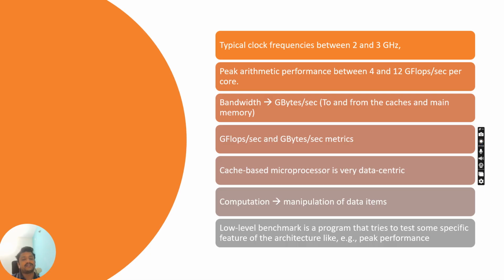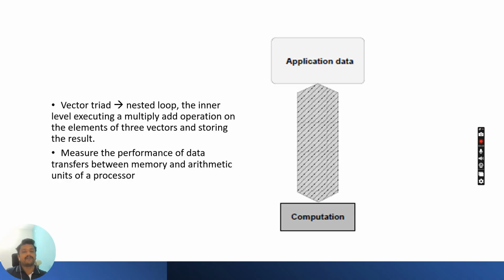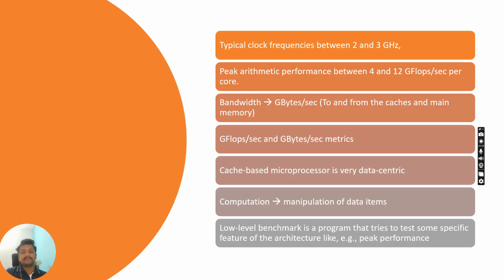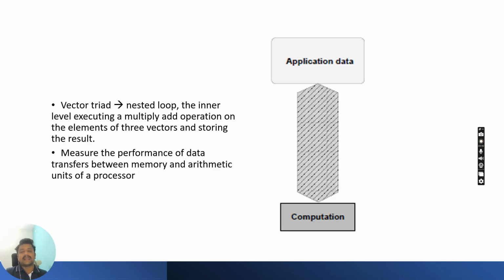Now during the computation process of a particular high performance computing, we are able to manipulate the data items. Now there are certain low level benchmarks which help to compute or analyze the particular operation. This tries to go with certain features of the architecture, that is peak performance. Now apart from the performance metrics, we have a vector triad.